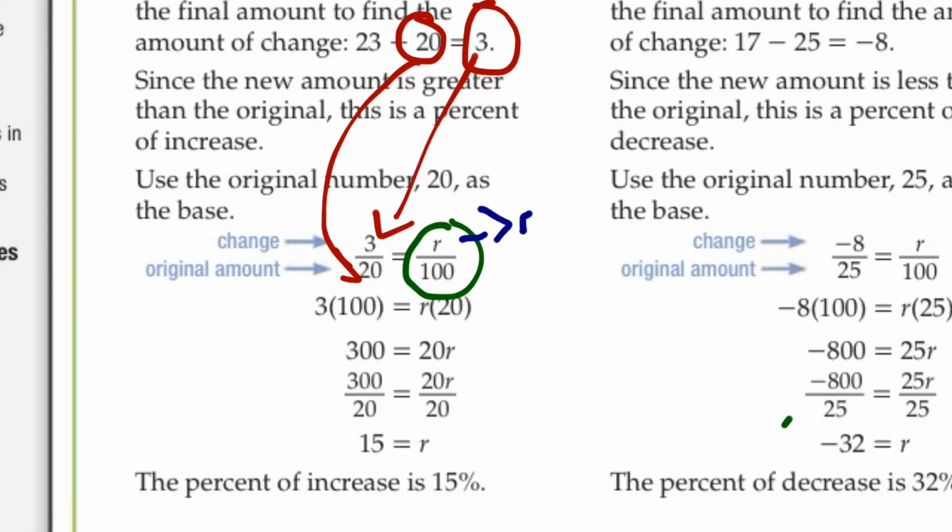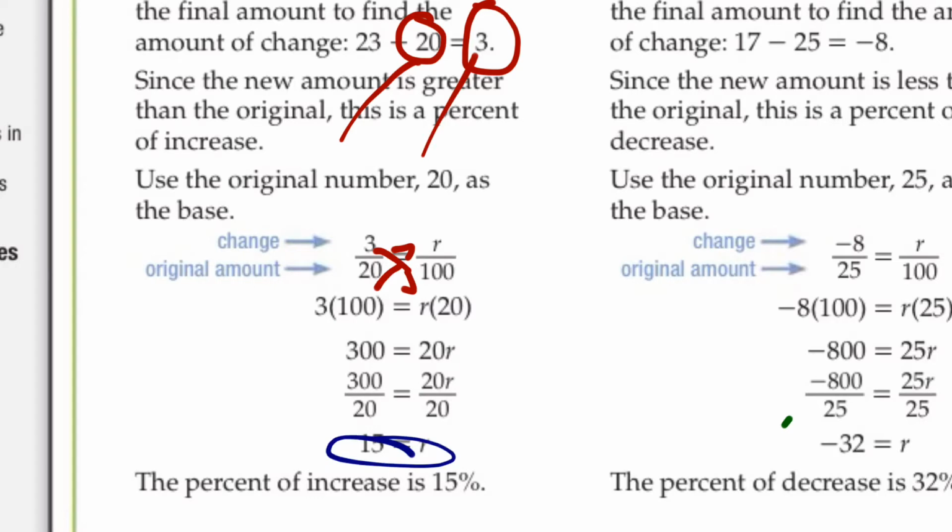and R represents my percentage. So the way I'm going to solve that is I have to cross multiply, just like you did for proportions when you had to solve for x. When I cross multiply, I end up with 3 times 100 equals R times 20. Now to get rid of that 20, I have to divide by 20. That's where this comes from. And then I end up getting R equals 15. And that means my percent increase: if I had 20 likes and I go to 23 likes, I increased by 15%.